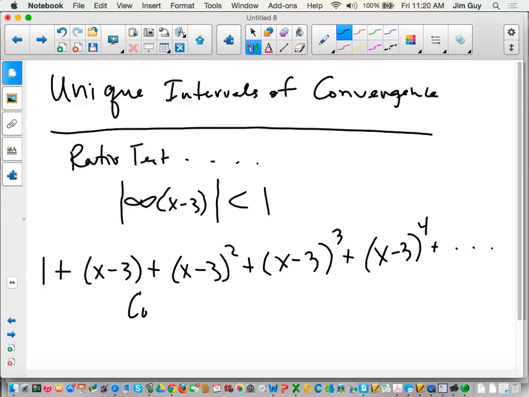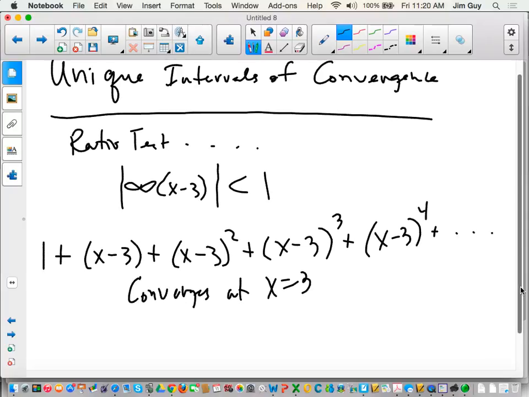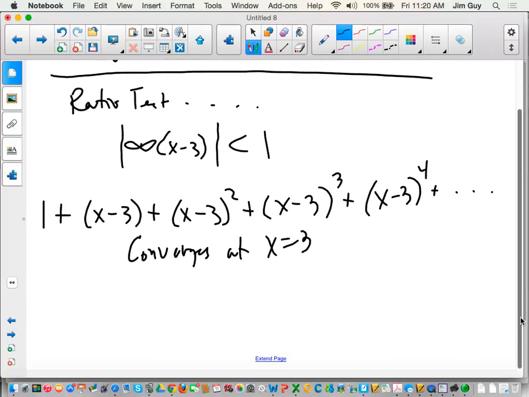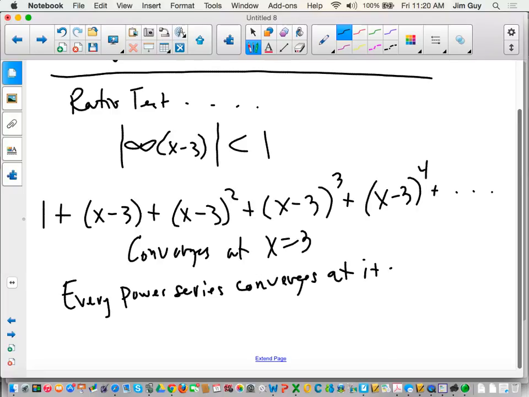So this converges at x equals 3. So every power series converges at its center.